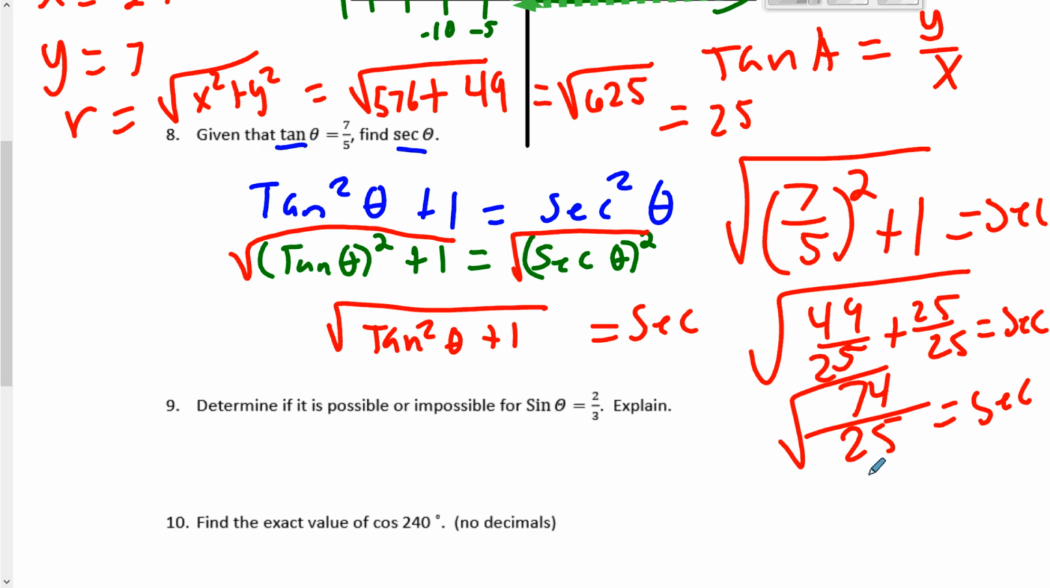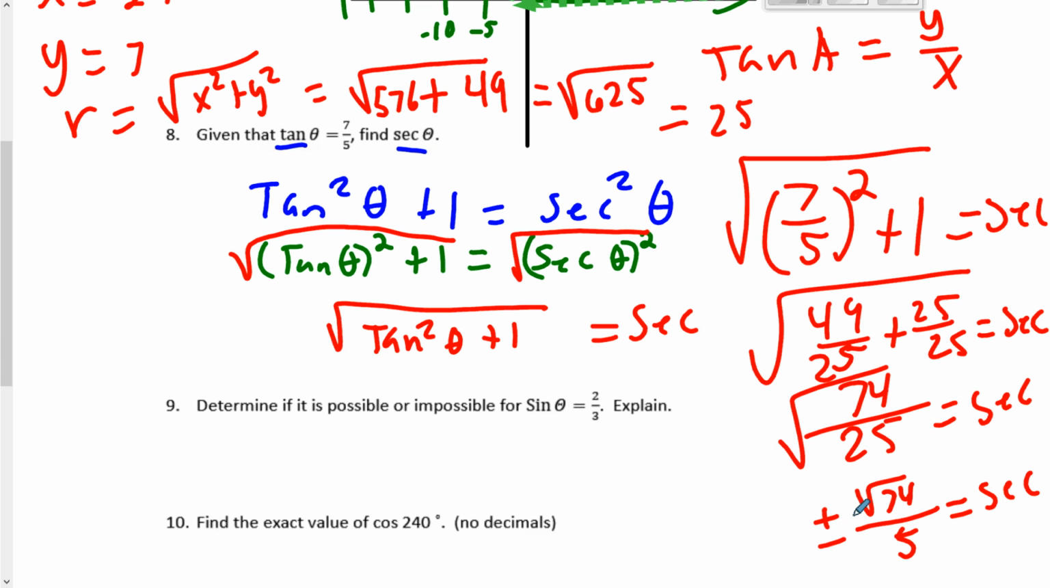And here we get square root of 74 over 5. The square root of 25 is 5, and then I don't know which quadrant I'm in, so I'm going to have to put a plus or minus because I square rooted that. So there's my answer. Can't break down 74 at all there, so we're good. So there's our answer to number 2.